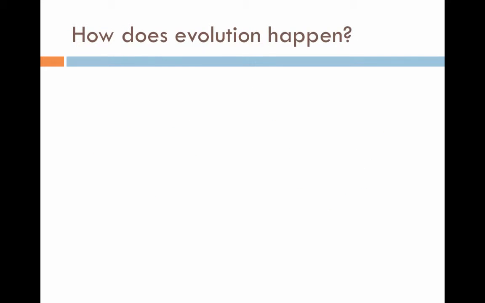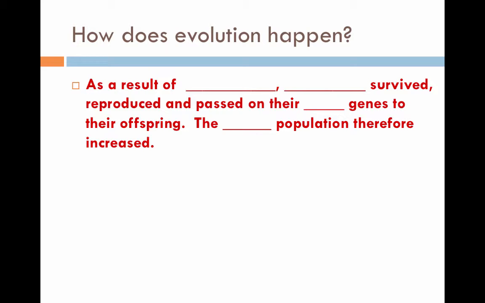I'm going to now teach you a trick to answering any open response question on evolution. If you follow my trick, you will always get full credit on an open response question, so pay attention. Here are the 2 fill-in-the-blank sentences you need to memorize. As a result of blank, blank survived, reproduced, and passed on their blank genes to their offspring. The blank population therefore increased. So you are going to use these 2 sentences whenever you answer an open response question. You are simply going to fill in the blanks with the information from the question.